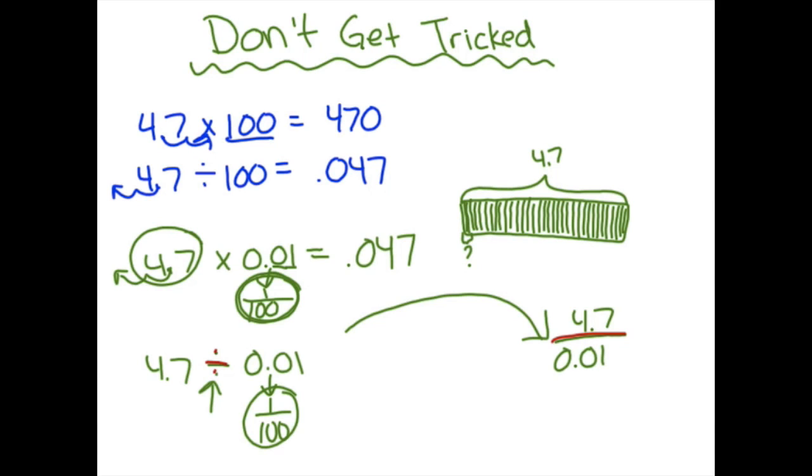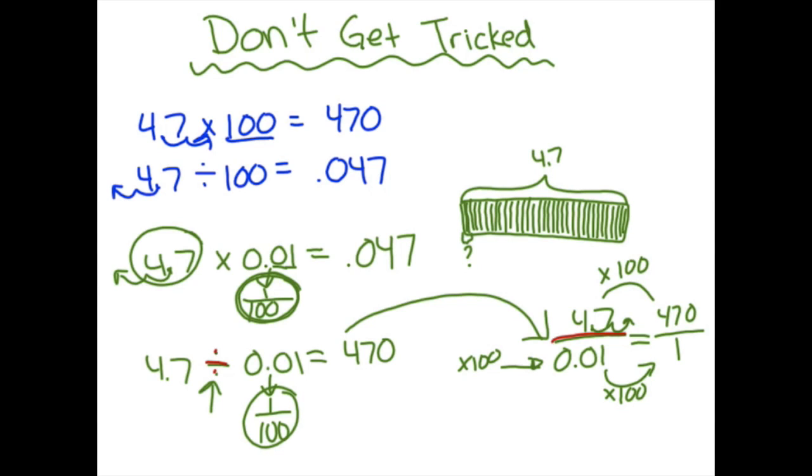0.01. Now I have to make this number whole. I have to make my divisor whole because I can't divide by a decimal. That means that I'm going to need to multiply it by 100, times 100. Well, if I'm multiplying my denominator times 100, I'll get 1, but that means I must also multiply my numerator times 100. 4.7 times 100, move 2 places over, will become 470. So 4.7 divided by 0.01 is 470.